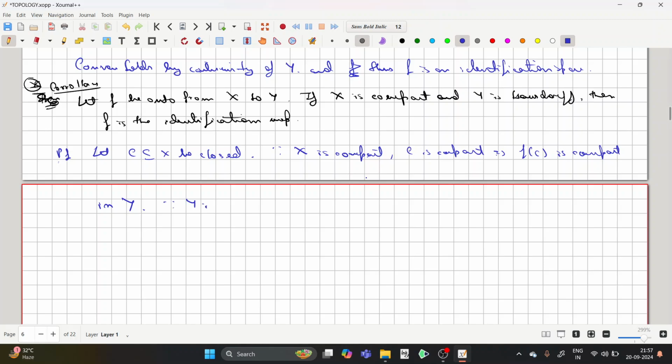Since Y is Hausdorff, we know that compact sets in Hausdorff spaces are closed. Since Y is Hausdorff, F of C is closed, right? Therefore F maps closed sets to closed sets, which implies F is the identification map. Clear? Okay.